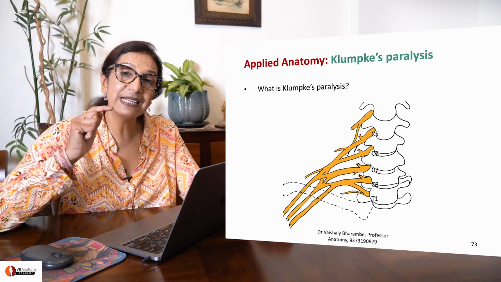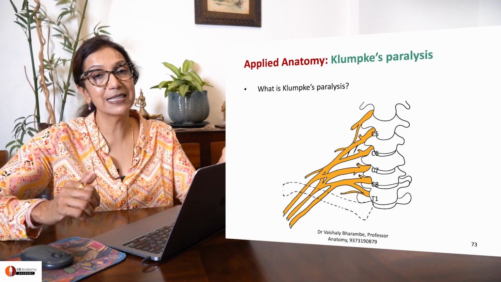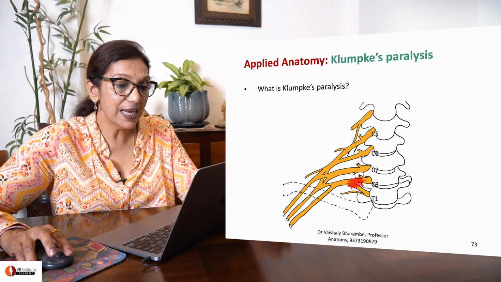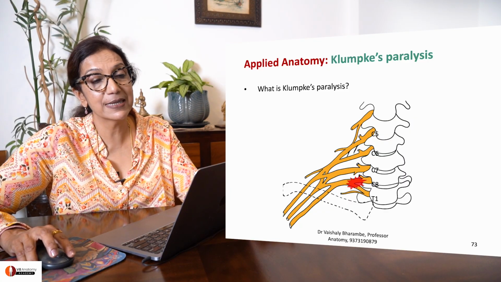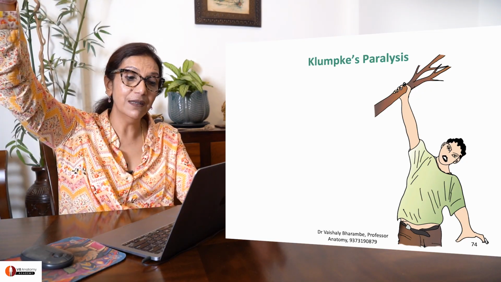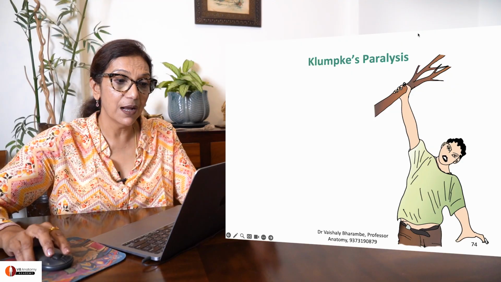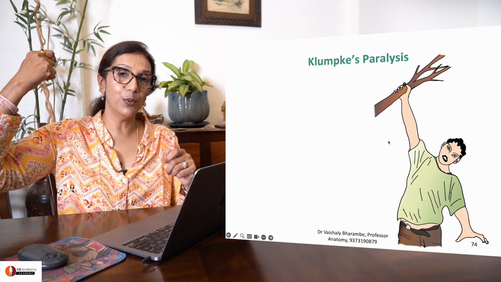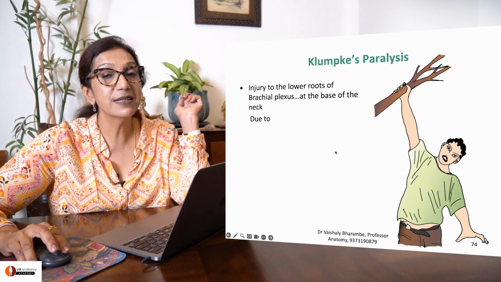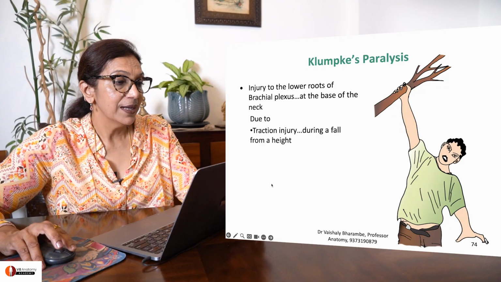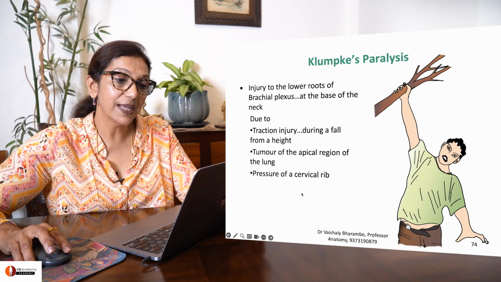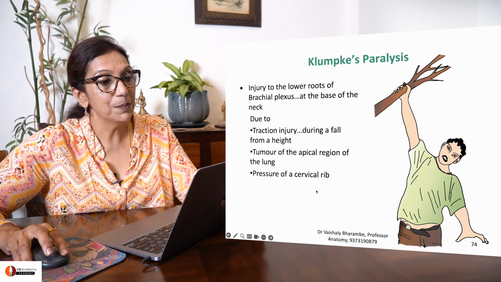Right. Let's come to the next condition, when the lower part of your brachial plexus is damaged. When can that happen? When C8, T1 is damaged, the condition is called Klumpke's paralysis. A person is falling down and, in an effort to save himself, grasps a branch. When he grasps the branch, his C8, T1 get literally pulled, avulsed. That is when you have a condition where C8, T1 are damaged, resulting in Klumpke's paralysis. It's a traction injury; sometimes a tumor in the apical region of the lung or pressure of a cervical rib will also result in Klumpke's paralysis.